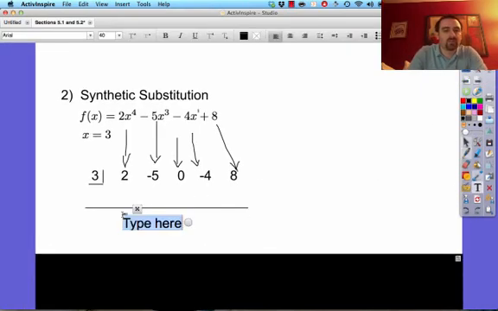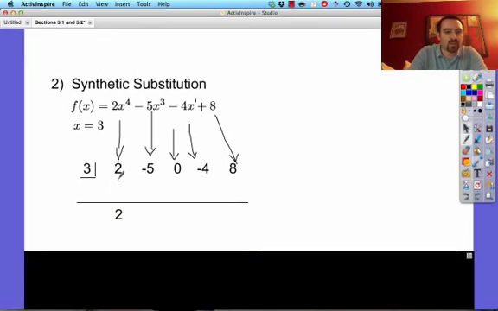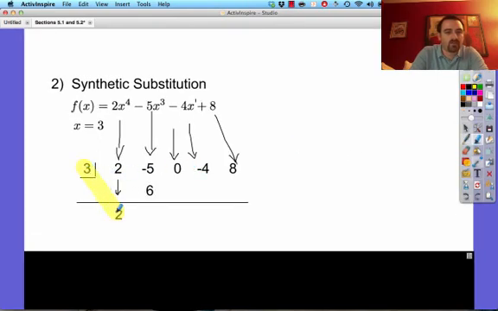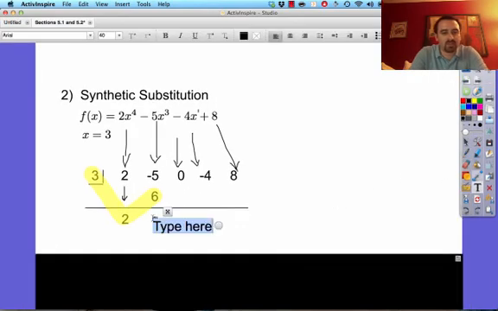The first thing we do, step number 1, is to bring down the 2. All this is as simple as copy the 2 down. The next step is to take 3 times 2, and we get 6. And that goes there. Now it's as easy as adding. So we go negative 5 plus 6 is 1.